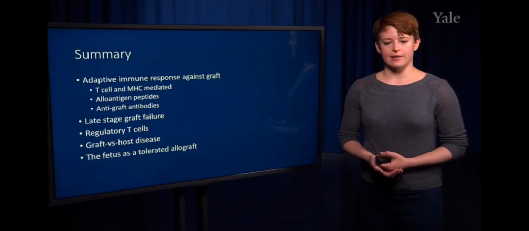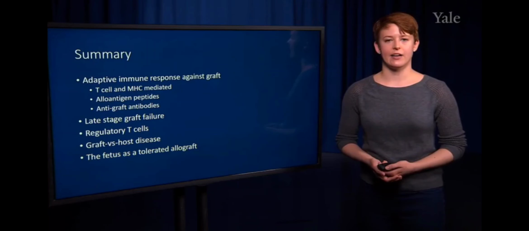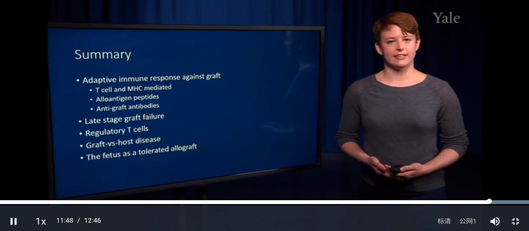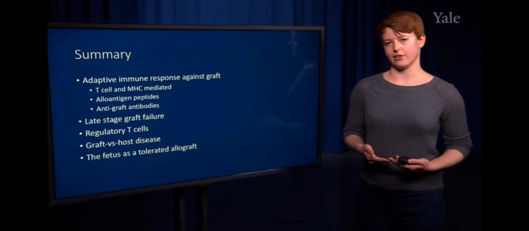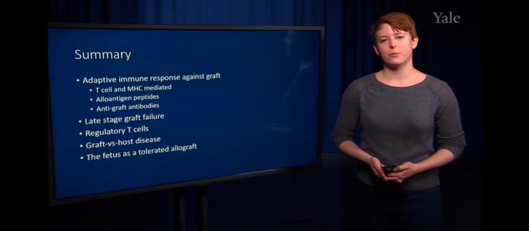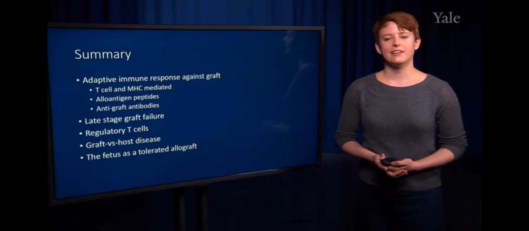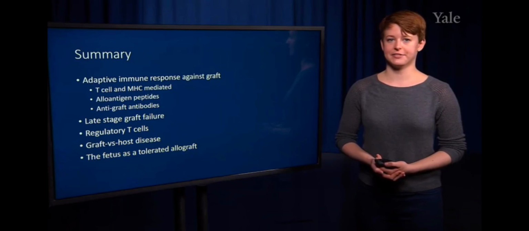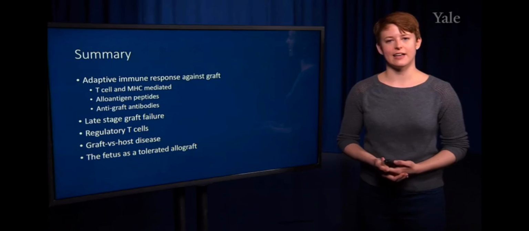In this context, we also discussed late-stage graft failure and how over a period usually measured in several years, most grafts still have a fairly high chance of rejecting over that amount of time due to this low-grade chronic response. Then we also discussed graft versus host disease, where the leukocytes in the graft attack the recipient. And finally, we tied some of this up by thinking about the fetus as a tolerated allograft. So I hope this helped tie some concepts together from previous lectures, and thank you guys very much for listening.